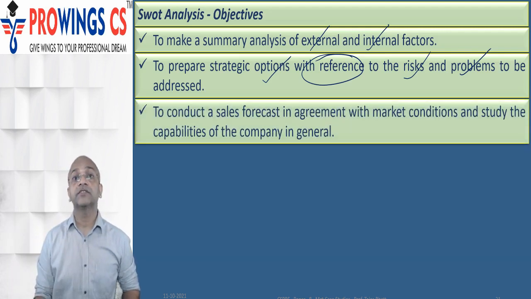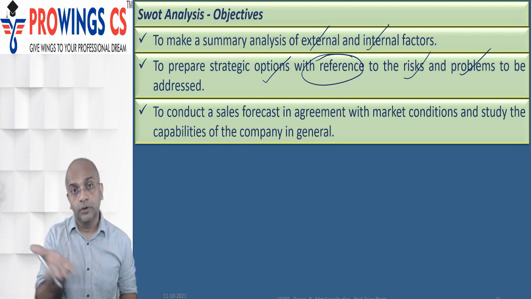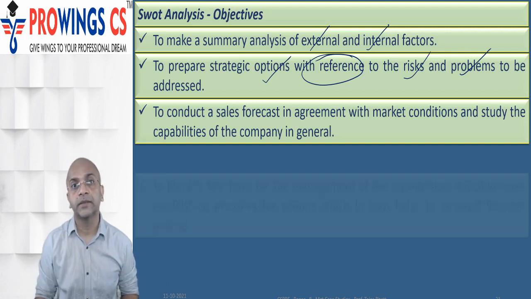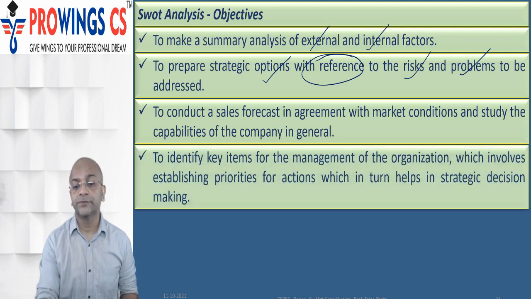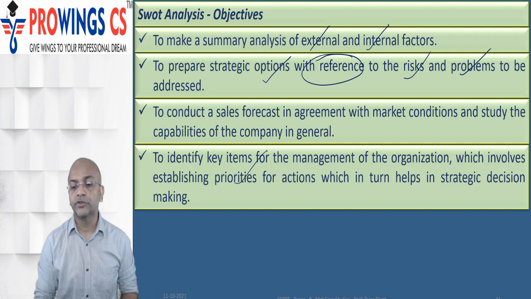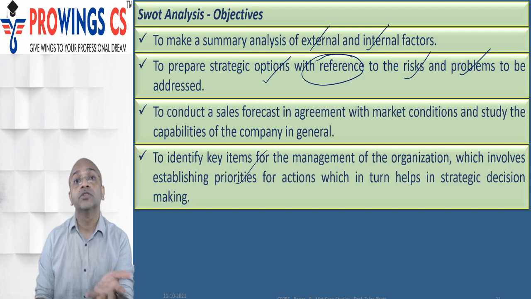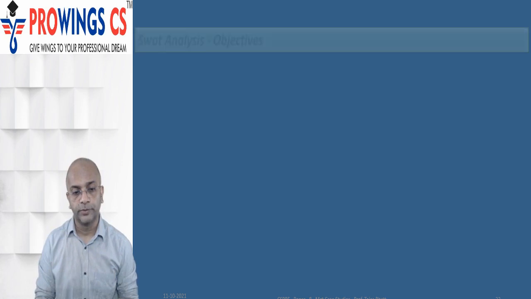Third part, conduct a sales forecast in agreement with market conditions and study the capabilities of the company in general. I can plan my sales forecast on the basis of today for the coming time, to identify the key items for the management of the organization, which involves establishing priorities, which in turn helps in strategic decision making. I can understand the strength of my management, their capabilities, and other required factors of production, that is land, labor, capital and entrepreneur.